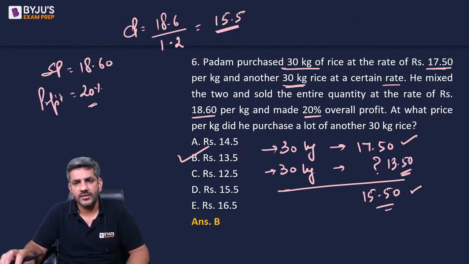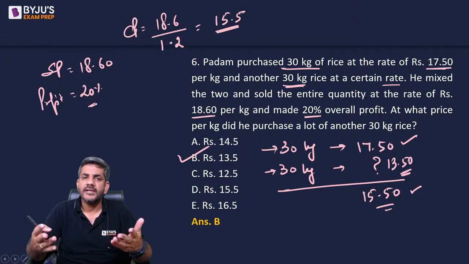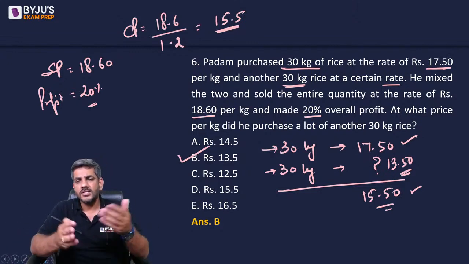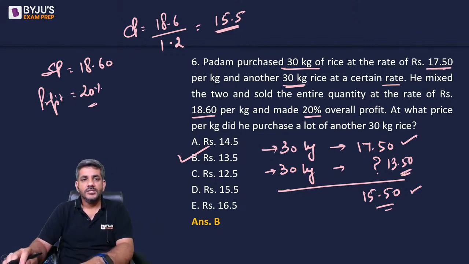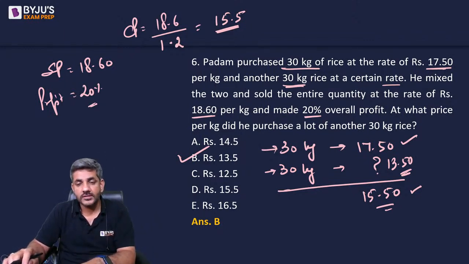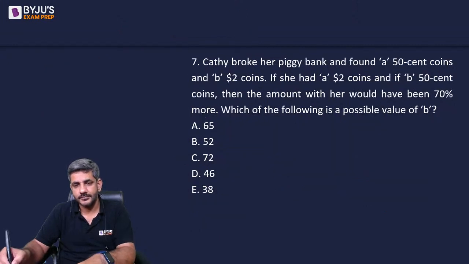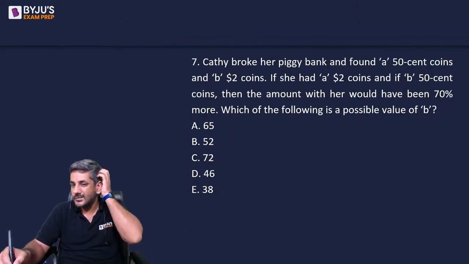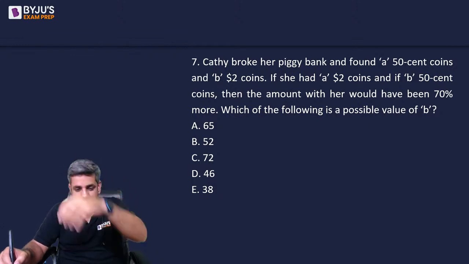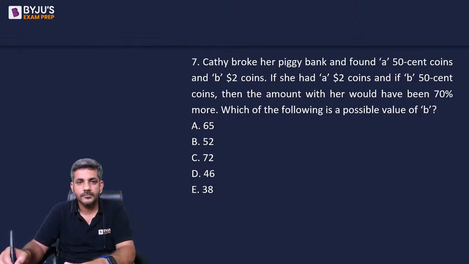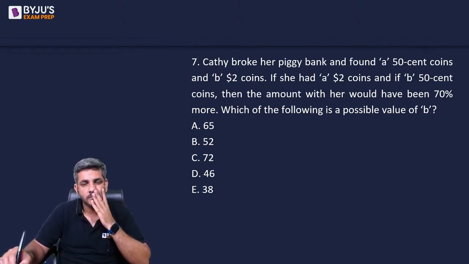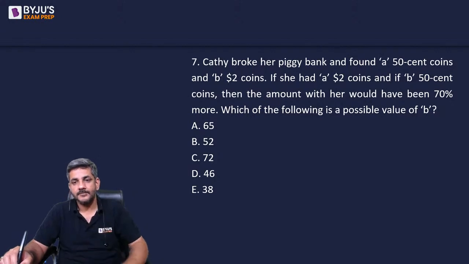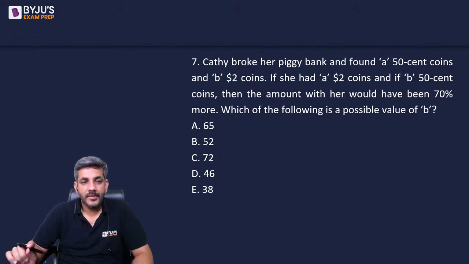Yes, it is 13.5. So because of both being 30 kgs, the question became easy for us. Otherwise, probably we would have done a little bit more work on this. Okay. चलो आगे बढ़ जाते हैं, क्वेश्चन नंबर 7 ऑन योर स्क्रीन नाउ. Here is question number 7 now.